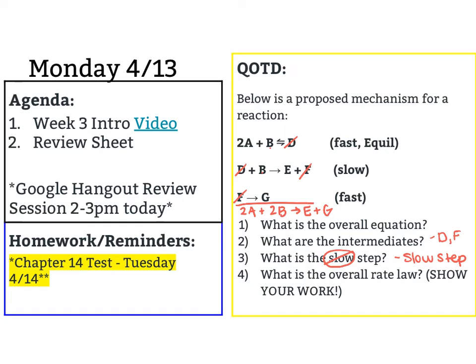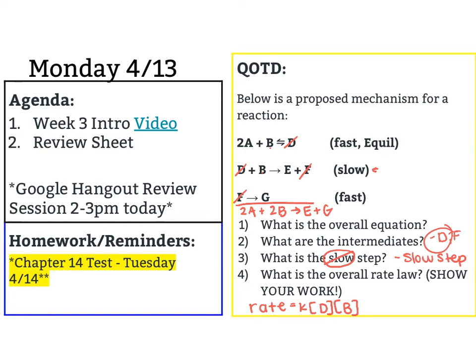And then what is your overall rate law? Show your work. So the rate determining step is always the slow step. So if we were to just look at that, our slow step would be rate is equal to the rate constant times the concentration of D and the concentration of B, because there's one of each. However, we said D was an intermediate, and so it cannot be part of the overall rate law.